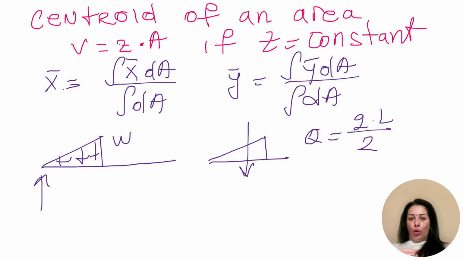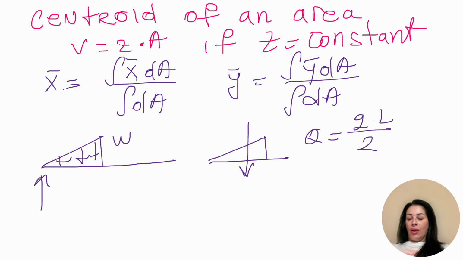If we have the centroid of an area, we have V is equal to z times A. If z is a constant, then we have that x bar is equal to the integral of x bar dA over the integral of dA, and y bar is equal to the integral of y bar dA over the integral of dA.